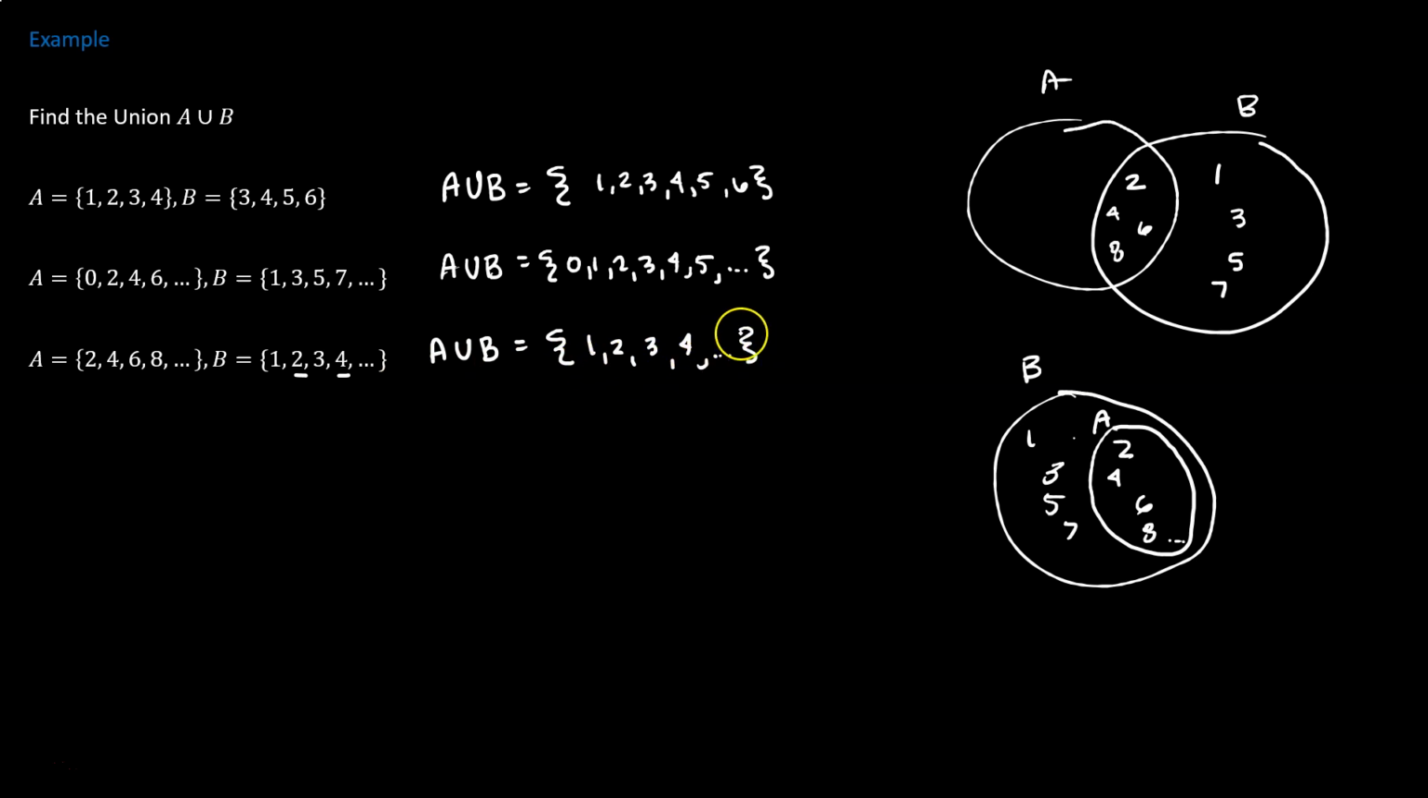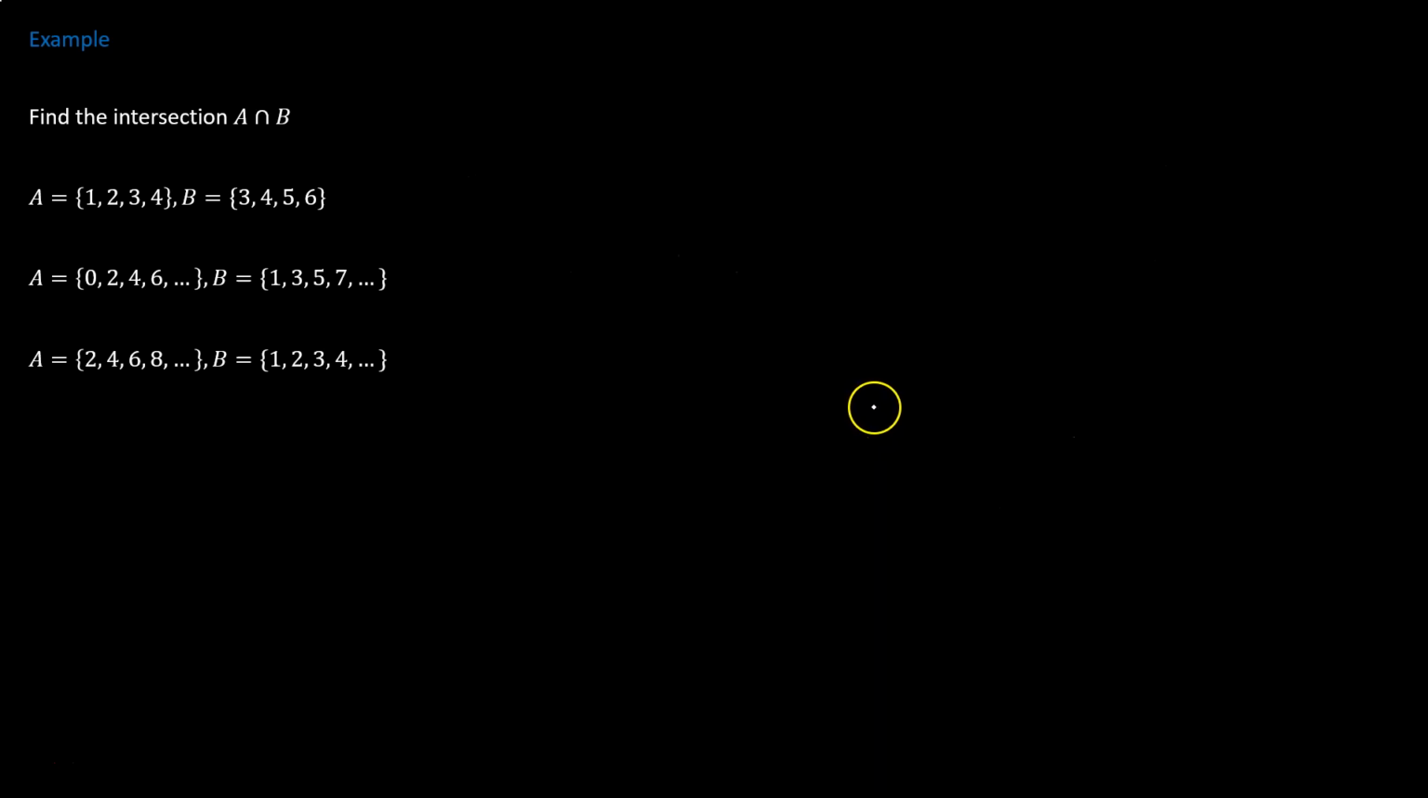So rather than listing it out, maybe we say A union B is simply the set B, since we already know what B looks like. So that was an example of set unions.